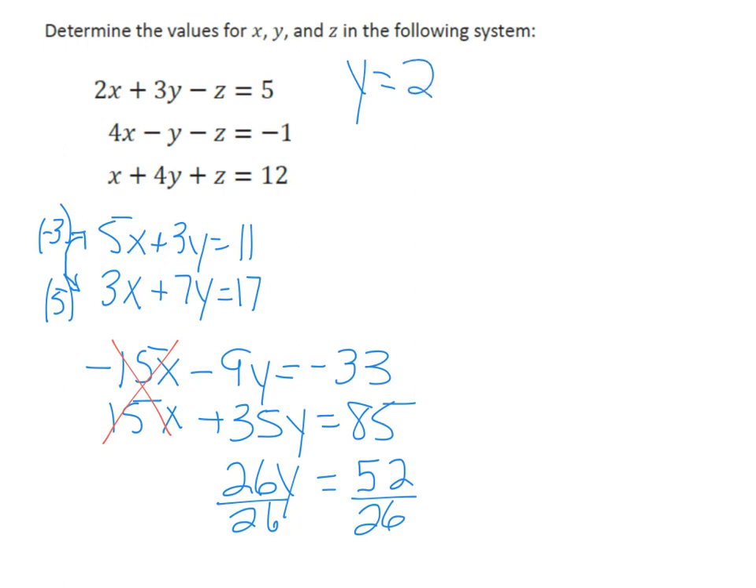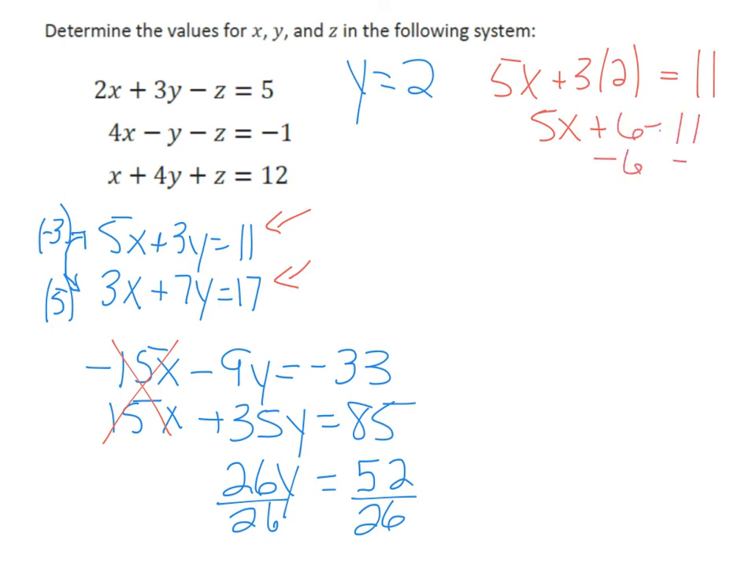So now we can plug that back into one of our equations, either this one or the bottom one, to solve for x. And I'll plug it into the top one. So I have 5x plus 3 times y, which was 2, is equal to 11. And just solving this quickly, we have 5x plus 6 is equal to 11. Subtract the 6, and we get 5x is equal to 5, which means that x will be equal to 1. So we have now x is equal to 1.